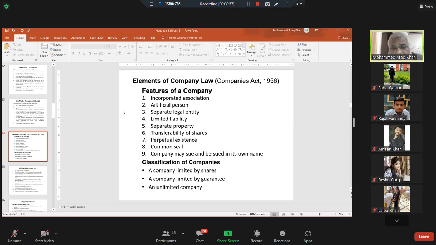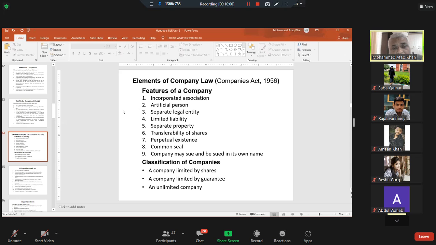Now, there are certain features of a company. It is an incorporated association. So, a company is registered under the Companies Act, and there's a requirement that for forming a private company, you need to have at least 2 members, or for a public company, you need to have at least 7 members to form a company. So 7 members in a public company can apply for the registration of the company under the Companies Act with the registrar of the company, and the procedure for registration we will take up in detail later on.